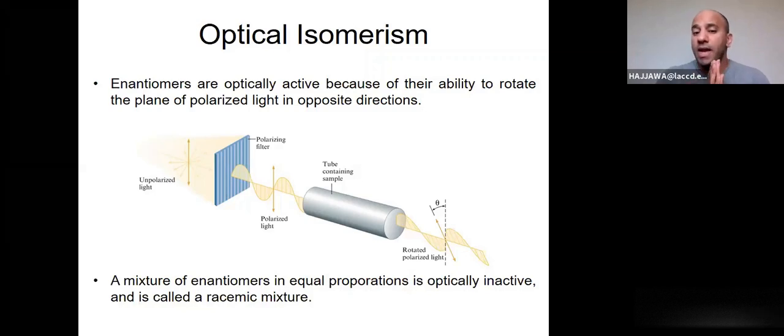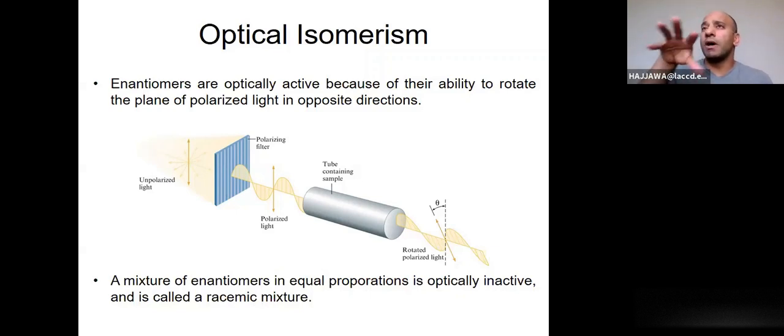A mixture of enantiomers in equal proportions is optically inactive. Think about it. If I have a molecule, and I want to check the polarity of it, I look at the bonds within the molecule. If I see the dipole moment going to the right is being canceled with a dipole moment going to the left, the molecule, even though it does have polar bonds, will overall be nonpolar.